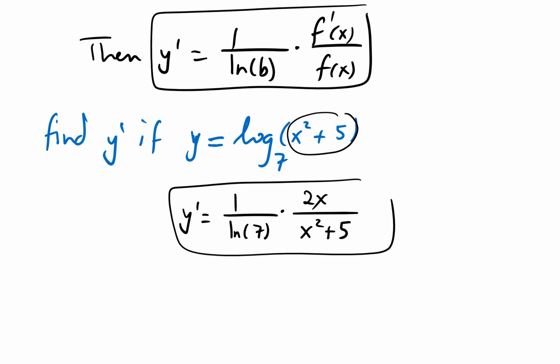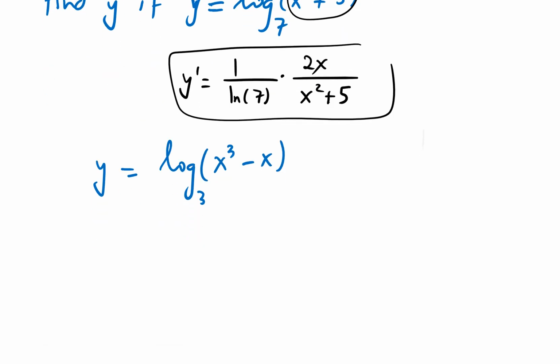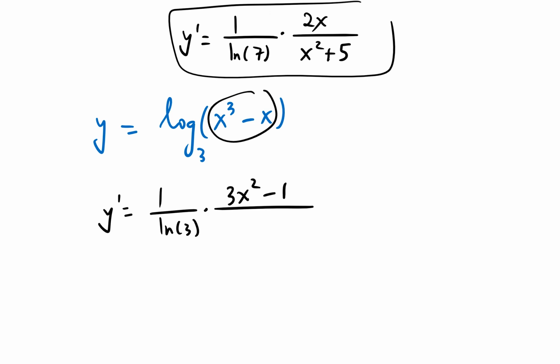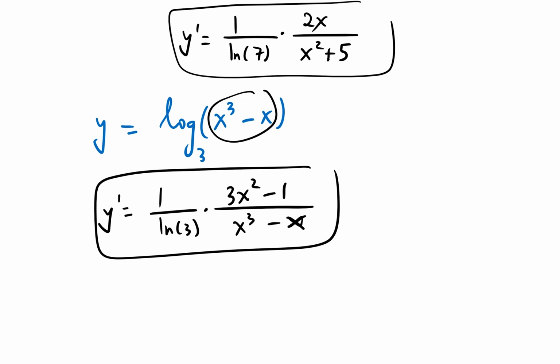Another one I want you to try. Find y prime if y equals log base 3 of x cubed minus x. Try this one. So now y prime would be 1 over natural log of the base times the derivative of this, which is 3x squared minus 1 over itself.